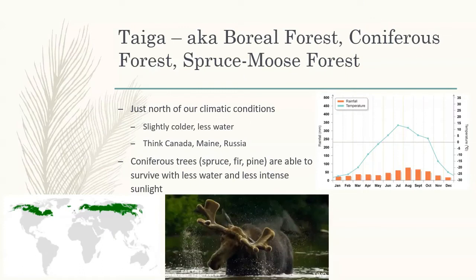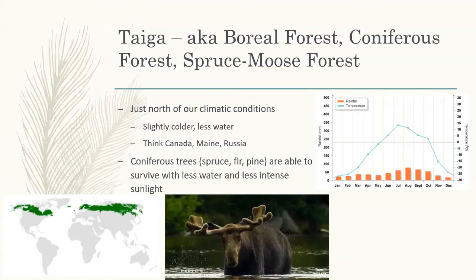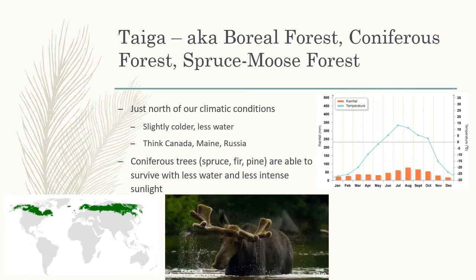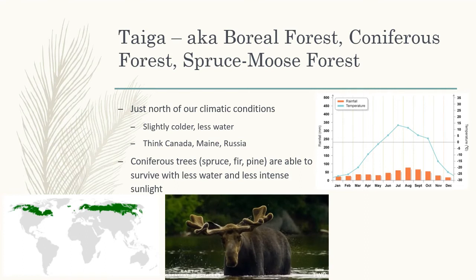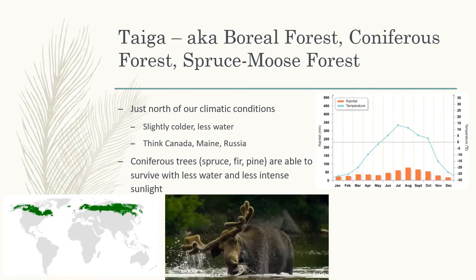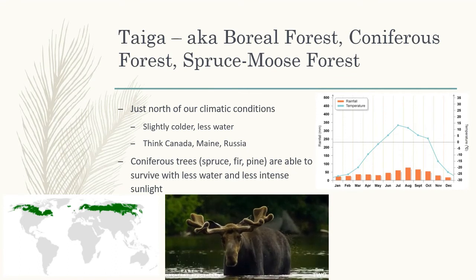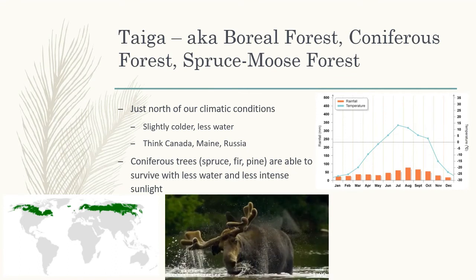Getting into the first biome that we want to talk about, the taiga, also known as the boreal forest, also known as the coniferous forest, and I have commonly nicknamed it the spruce moose forest, among many other people probably utilize the same thing. Coniferous forest referring to conifers or pine trees or evergreen trees. So boreal forest, coniferous forest, spruce moose forest, taiga, all the same thing.